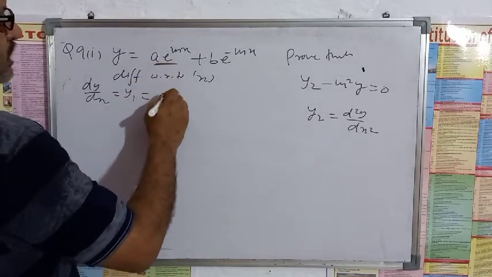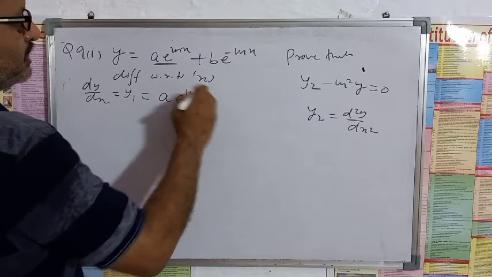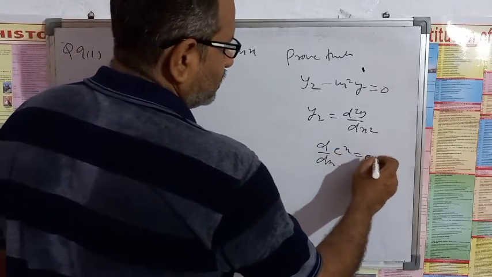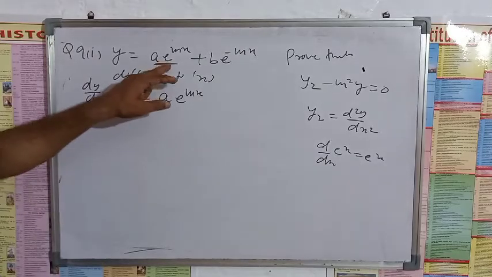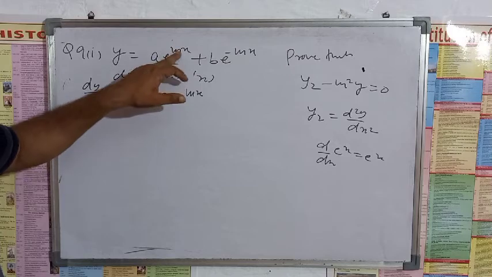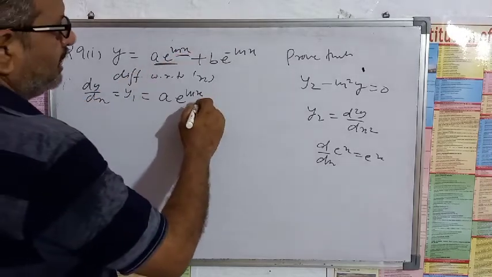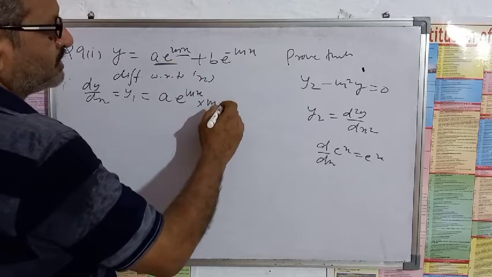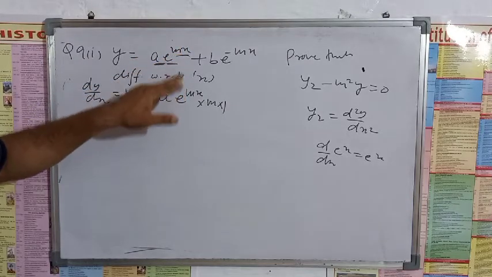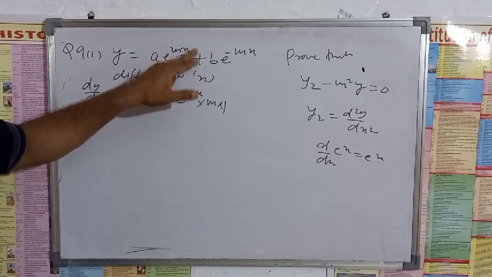Differentiate this one. A is constant. Derivative of e to the power x is e to the power x. Derivative of e to the power mx, we have to write e to the power mx. Then we have to differentiate this mx. M is constant and derivative of x is 1.